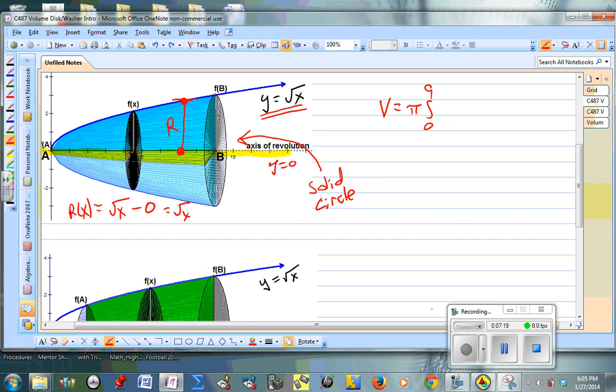So now we go to our integral. We're going to integrate the radius function squared with respect to x. And the radius function we found was root x.